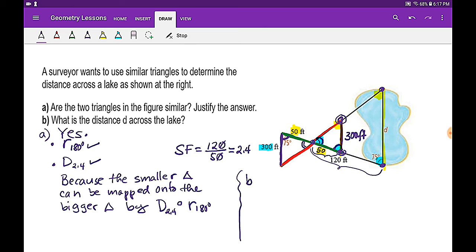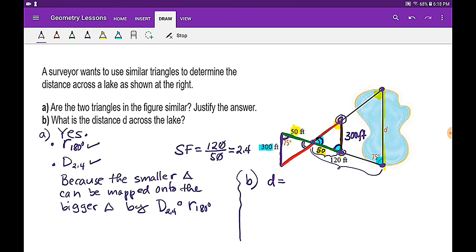Now part B is asking us, now that we know that the two triangles are similar, can we use that fact to find the length, the distance D? D is equal to what? Of course we can use the ratio and proportion between the sides. I know you can do that, but we can use the scale factor. In order to get 120, we multiply 50 by the scale factor, that is 2.4. So we can do that also.